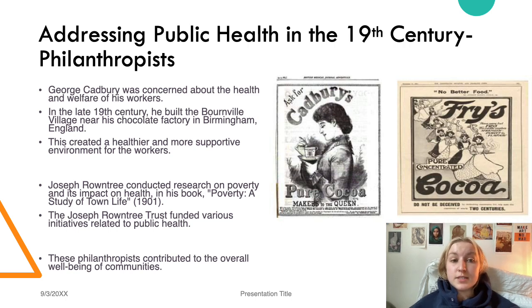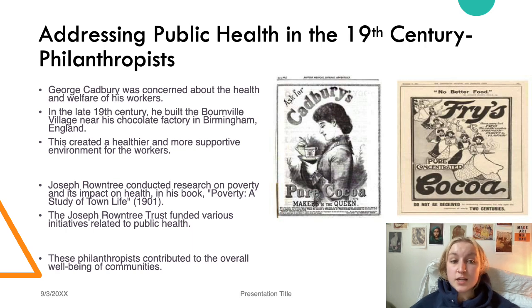George Cadbury was concerned about the health and welfare of his workers. In the late 19th century, he built the Bournville Village near his chocolate factory in Birmingham, England. The village provided affordable housing with green spaces. These initiatives aimed to address public health problems by creating a healthier and more supportive environment for the workers.